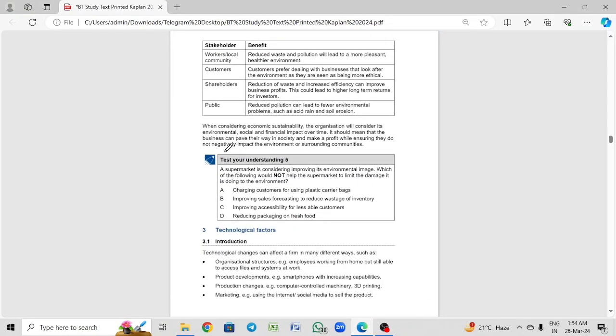Test to understanding number 5: a supermarket is considering improving its environmental image. Which of the following would not help the supermarket to limit the damage it is causing to the environment? The first option is charging customers for using plastic carrier bags. Number 2 is improving sales forecasting to reduce wastage of inventory. Number 3 is improving accessibility for less able customers, and number 4 is reducing packaging on the fresh food. So it is definitely number C.